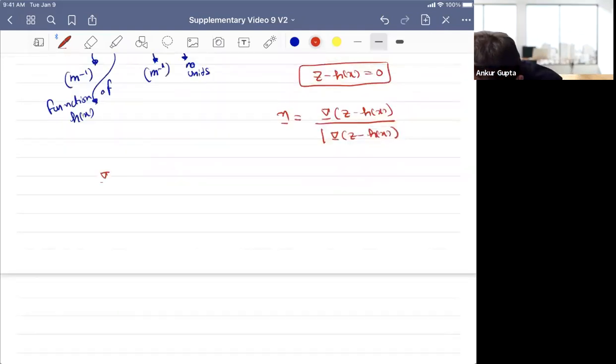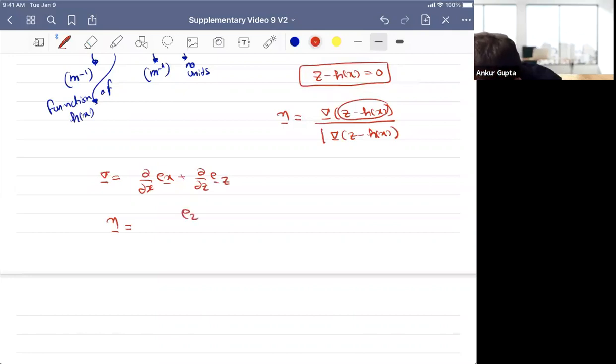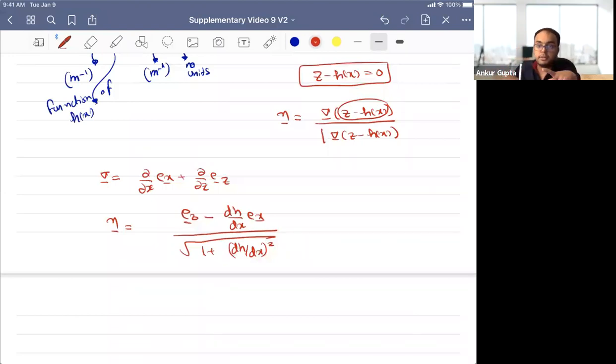So the gradient operator, remember, is del by del x ex, and there is no y dimension here, plus del by del z ez, right? There is no y dimension here. So if you apply the gradient on this, the normal vector will become ez minus dh by dx ex divided by the square root of 1 plus dh by dx whole squared. Okay, so I'm taking the magnitude of the numerator in the denominator, because ez and ex, you sum the squares and take a square root. That's the magnitude. And the numerator is basically taking the derivatives, first with respect to x, which is minus dh by dx ex, and then with z it is only 1, which is ez.